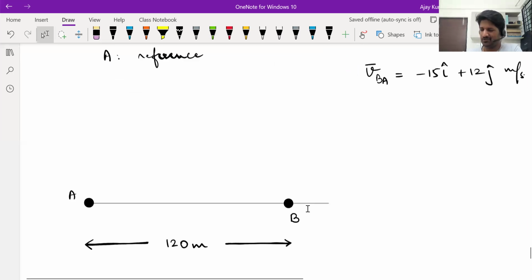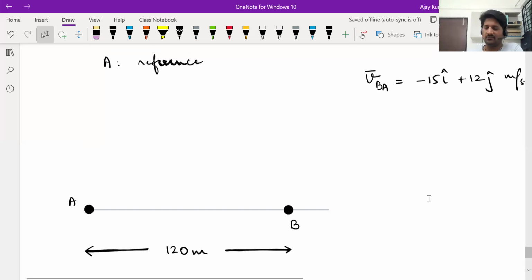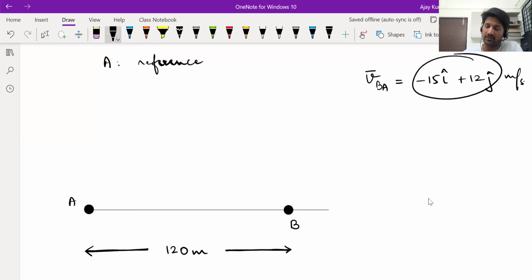Okay, this is a very common mistake. In a hurry, students tend to subtract the speeds and take that as relative velocity. That is not correct. Velocity is a vector quantity. You have to treat it as a vector quantity. Okay. We got velocity of B relative to A. This will help us visualize how B moves relative to A.